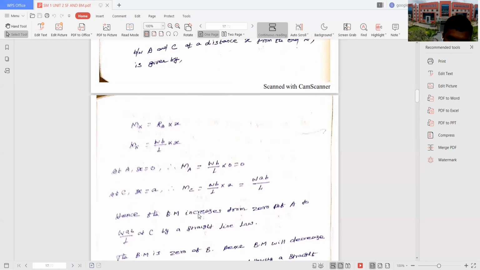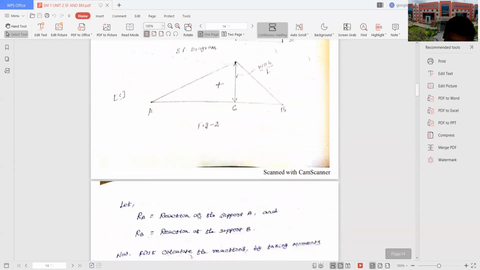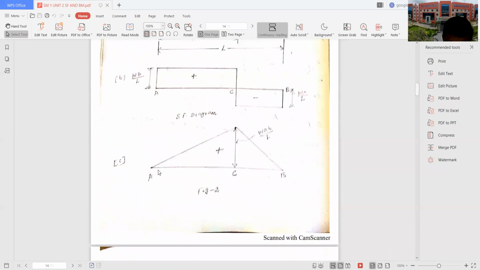So now you can see the diagram. Here you can see. So at A point, simply supported beam support, 0. Here also 0. Then it will increase to WAB by L, again up to 0. So positive bending moment. So this is how you have to calculate the bending moment diagram. Okay. So I hope you understand. Thank you.